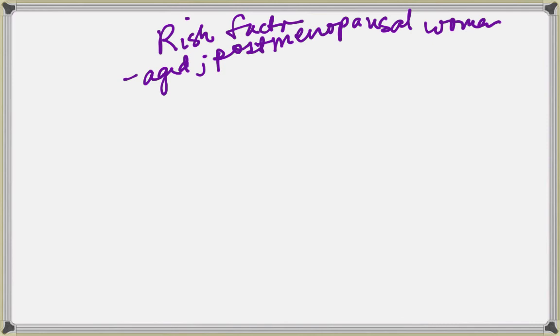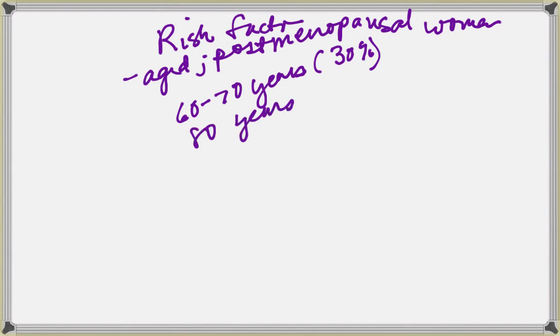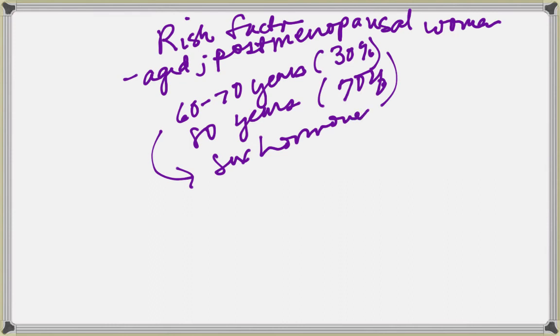So, postmenopausal women between the age of 60 and 70 years, about 30% of the population has some kind of osteoporosis. By the age of 80 years, 70% do. And the biggest reason why this happens is because the sex hormones become depleted and you need them to maintain bone.